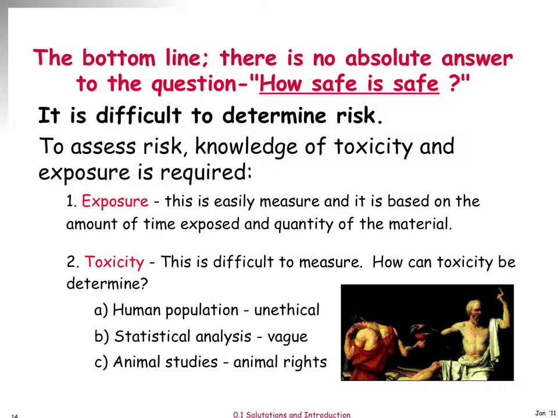The bottom line, there is no absolute answer to the question, how safe is safe? It is difficult to determine the risk. To assess risk, knowledge of toxicity and exposure is required. Exposure is easily measured and is based on the amount of time exposed and quantity of the material. Toxicity, however, is difficult to measure. How can toxicity be determined? Do we use human population? That's unethical. Do we use statistical analysis? That's vague. Do we do animal studies? Well, animal rights will get at you. So again, how safe is safe? It's very difficult to quantify.